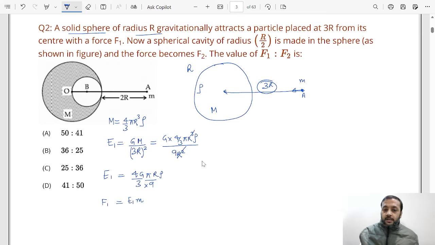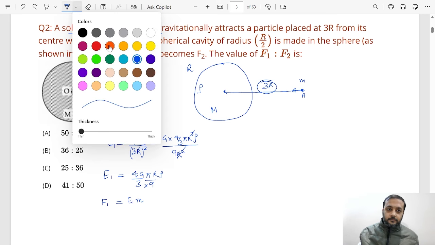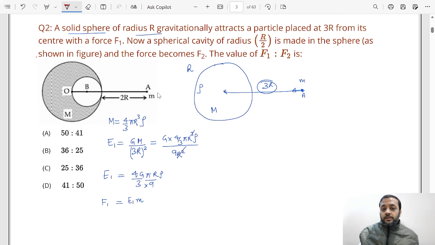Correct. Now, in the second situation, suppose you have created this much of a cavity inside the Jupiter. Of course, you are Bahubali, but imagine that you have been able to do that. So this cavity is of radius r by 2. Because of this cavity, what will happen? The field at this point A will change.